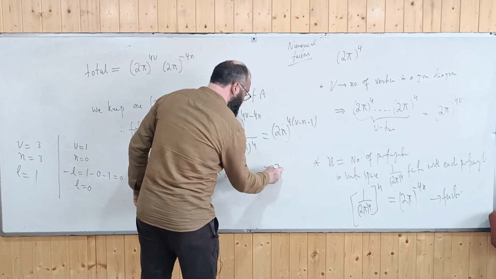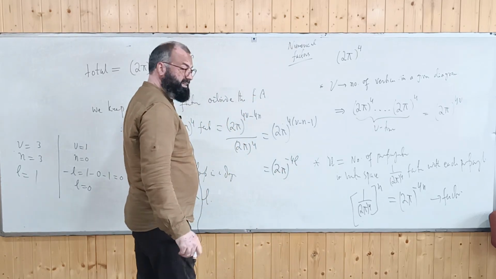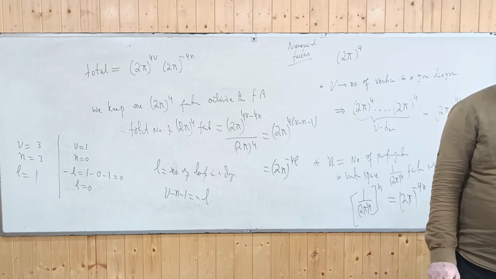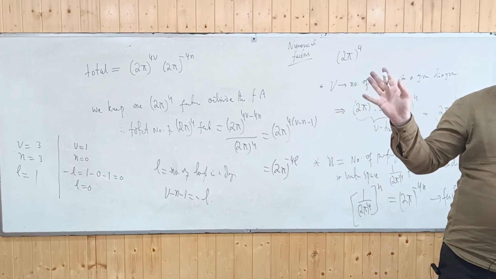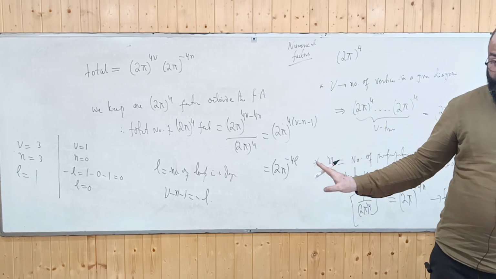So the number of factors of (2π)^4 that will come is minus 4, in the Feynman amplitude. We are not considering the scattering S matrix element. We are considering it in the Feynman amplitude. Understood?